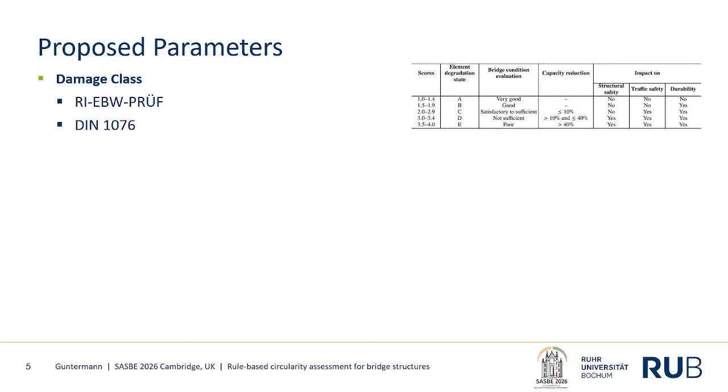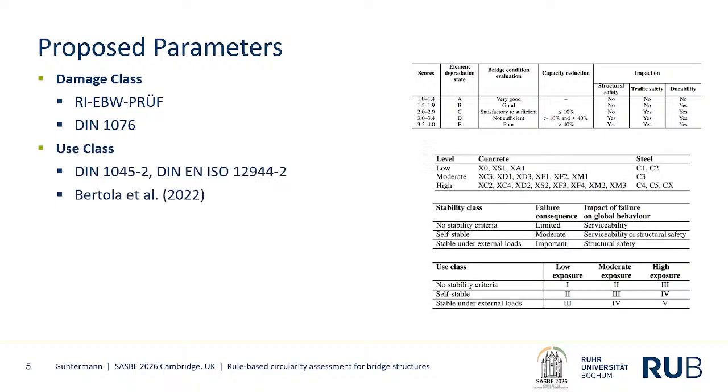We have a couple of proposed parameters for that. First, we have the damage class. You can see it in the small table at the side. There are a couple of damage class scores we use. Then second, we have the use classes, which rely on exposition classes for concrete and steel, and also on the failure consequences of components. And these come also from DIN norms and from a work from Bertola et al.